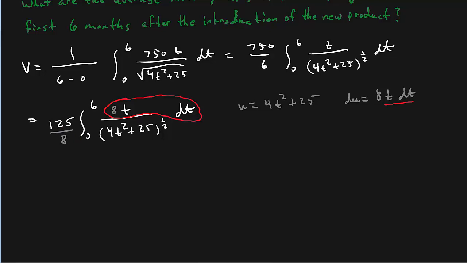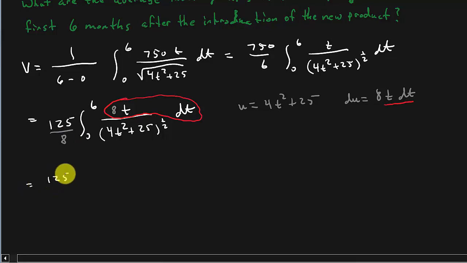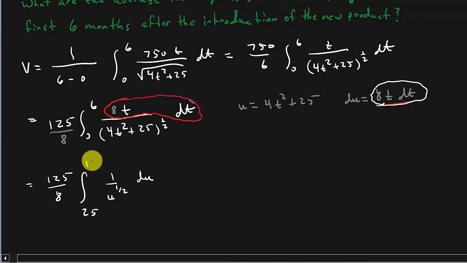So now I have 125 over 8, and that's going to be 1 over u to the 1/2. So I put the u in there, and then the 8t dt, I'm going to replace with du. And then the bounds are going to go from 25 to 169.